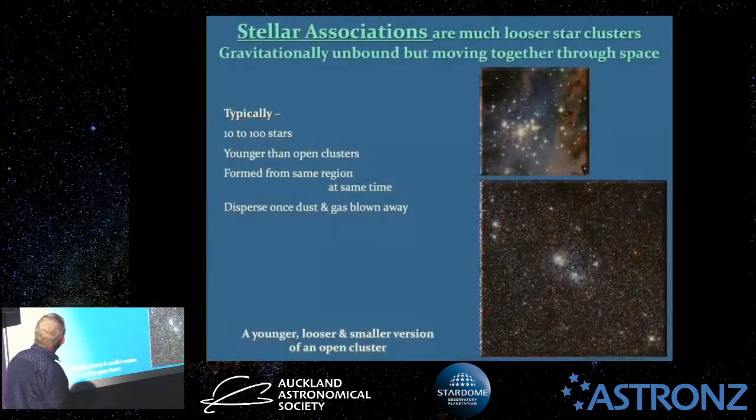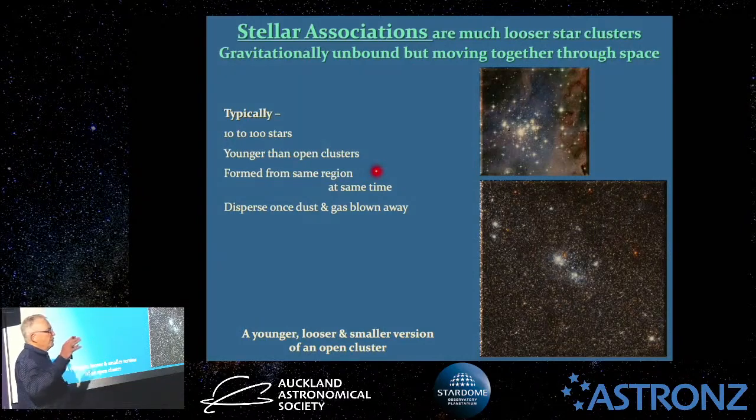So how about associations? I've got my head around clusters. Most textbooks will talk about star clusters, but you kept reading about OB associations, and it took me a while. What are OB associations? Well, essentially, in a nutshell, they're just younger, looser, and smaller versions of an open cluster. So you've typically only got 10 to 100 stars. They're much younger than open clusters, so there's less of them. They did form in the same region at the same time, so they're still siblings, but they're not really gravitationally bound. They're just very, very loosely together.